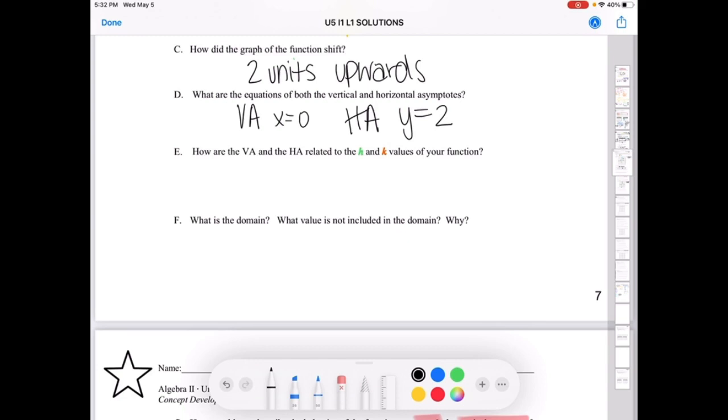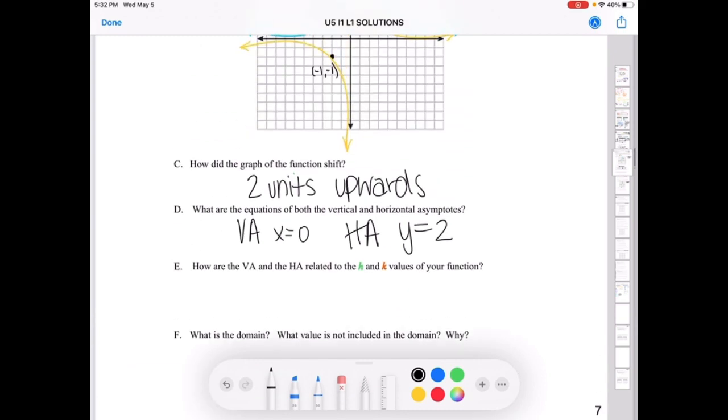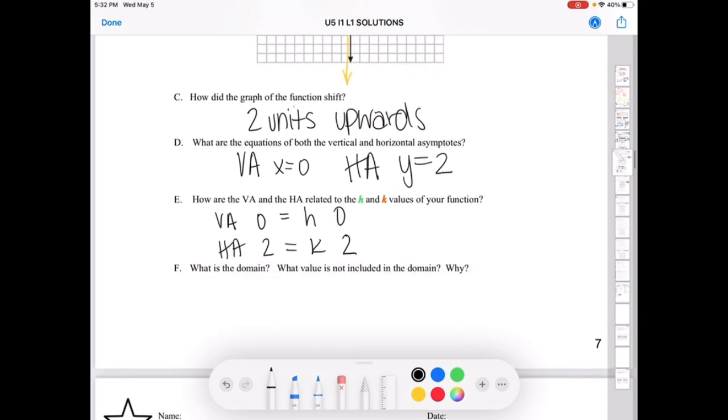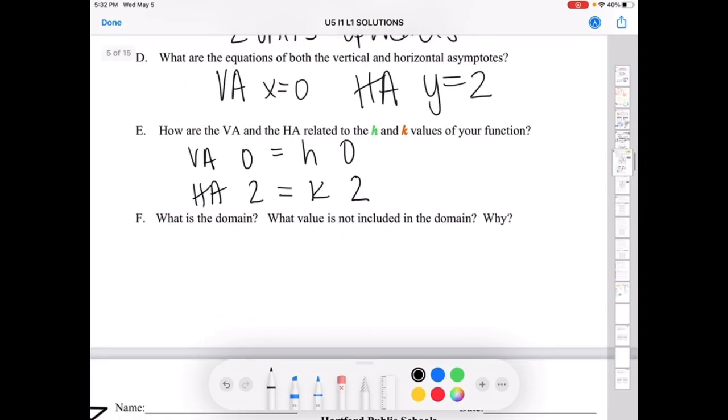How are the horizontal and vertical asymptotes related to the values h and k? Well, we know that our VA is equal to 0, we know our HA is equal to 2, and we know also that our h value is equal to 0 and k value is equal to 2. So this equals this and this equals this. So vertical asymptote and your h value are the same, and your horizontal asymptote and your k value are the same. Now it asks, well, what is the domain?